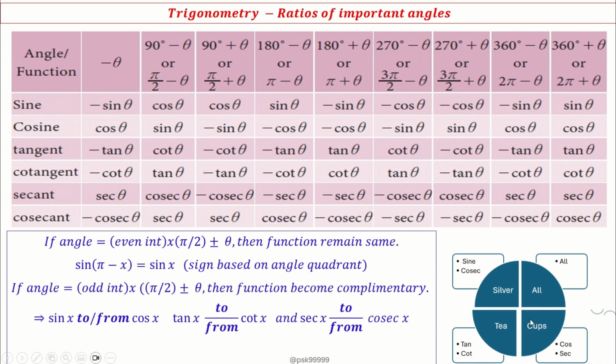Sorry, clockwise. I have to measure clockwise. Minus theta is a clockwise measurement. So the angle comes into the fourth quadrant, right? Below 360 degrees. Fourth quadrant. In the fourth quadrant only cosine and secant are positive. Rest all are negative. Okay. So this is how you should remember all these things.